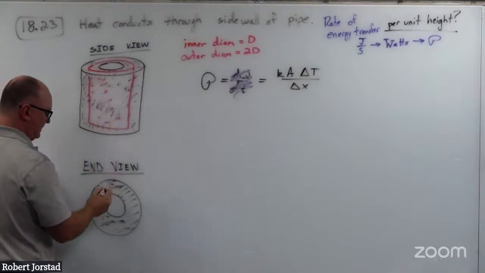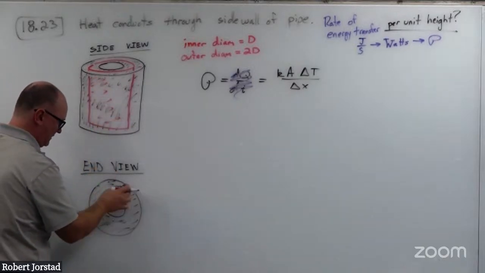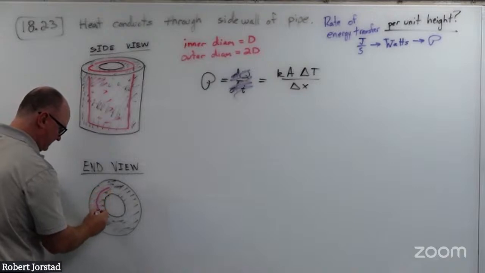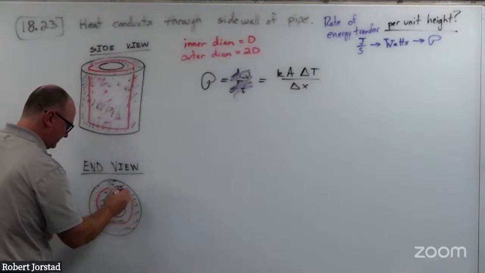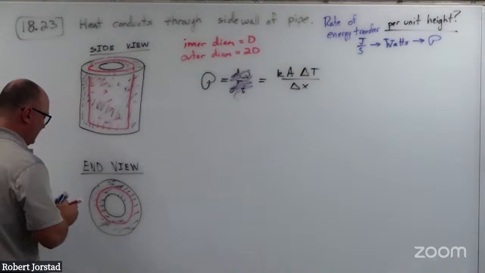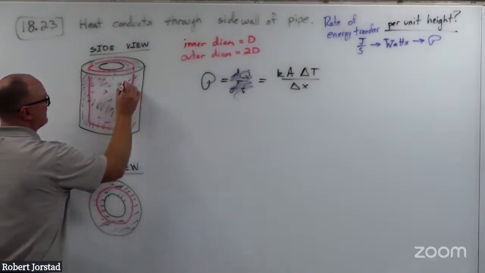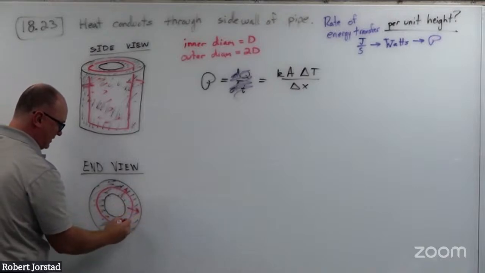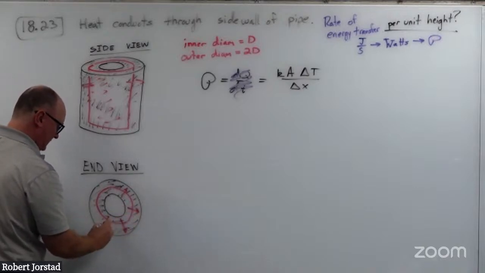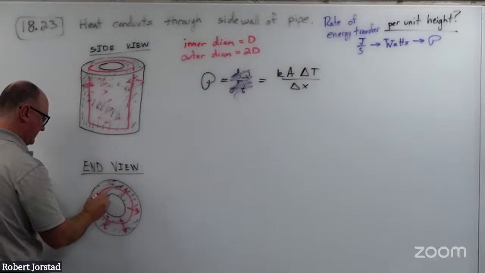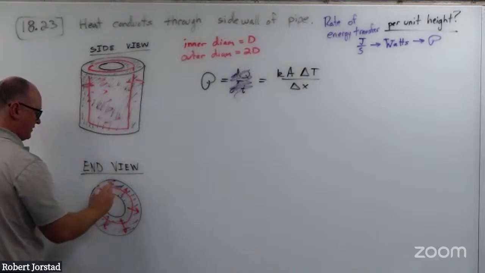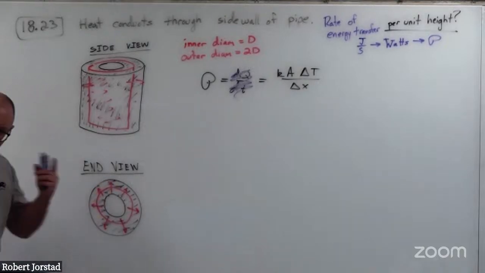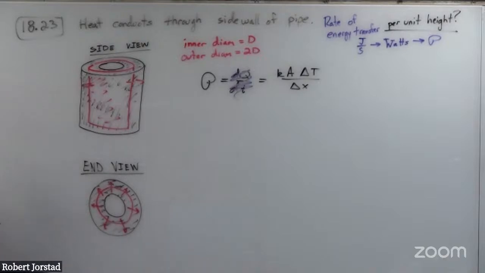It's a little cylinder, or in the end view, it's kind of looking like this. The energy is being transferred through the sidewall. You can kind of see it better in the end view. The energy is going out this direction. What's a good name for that direction? Radially outwards. Okay, so the heat is transferring.